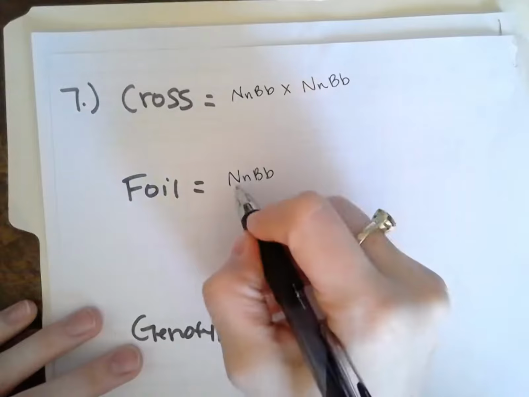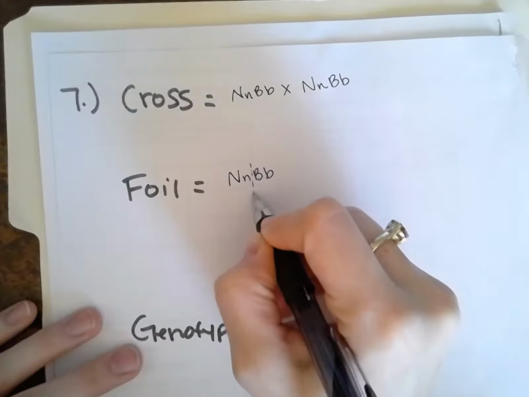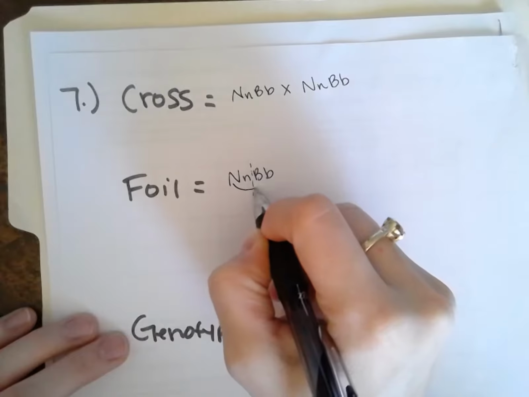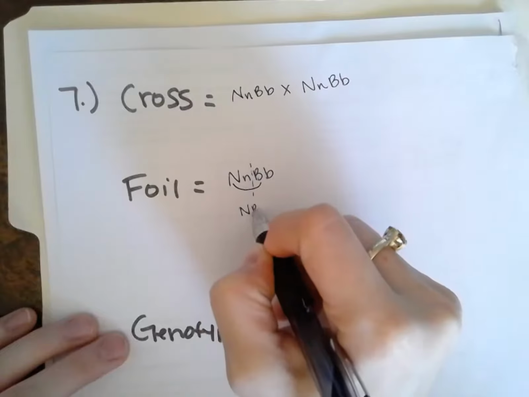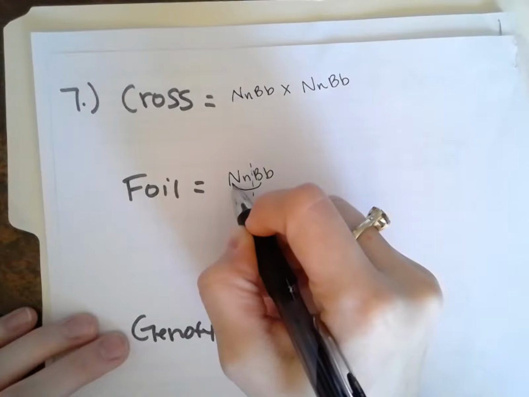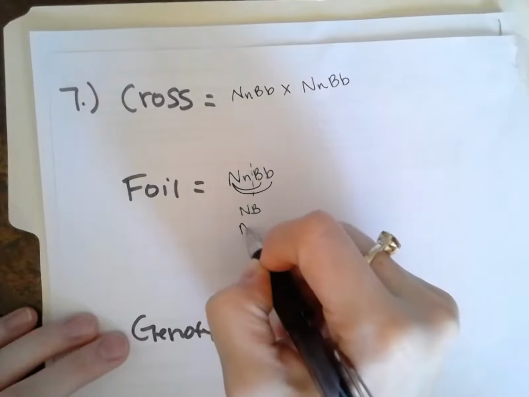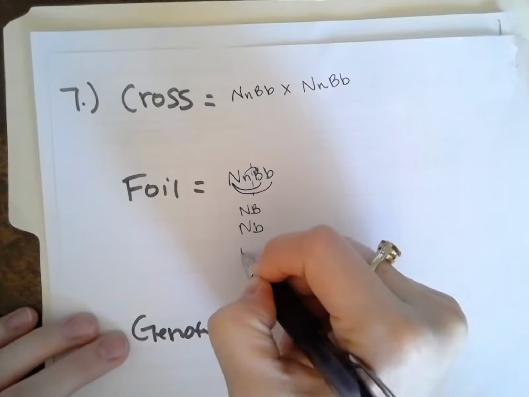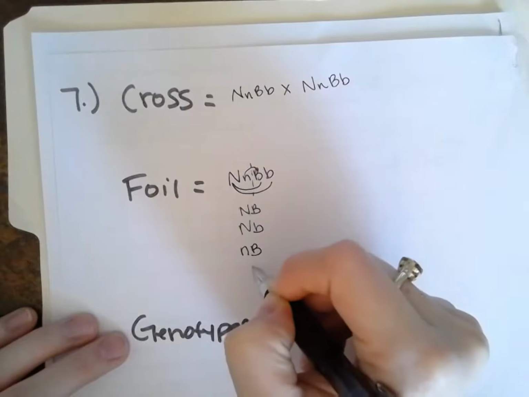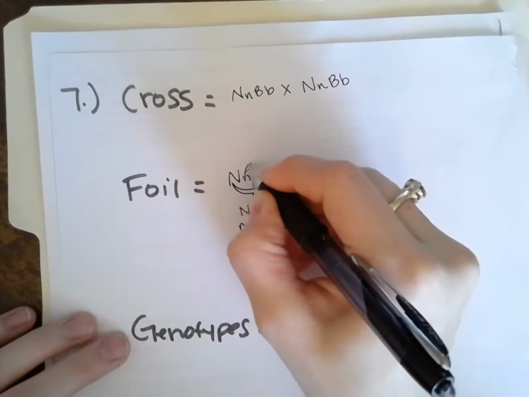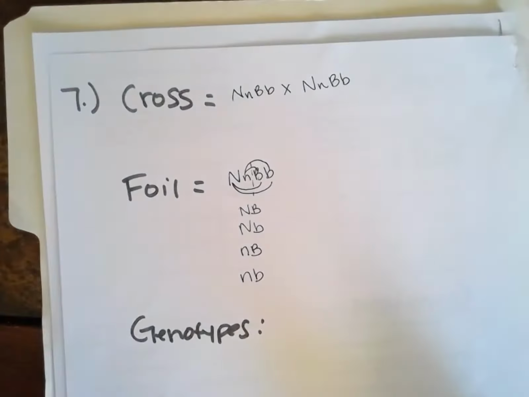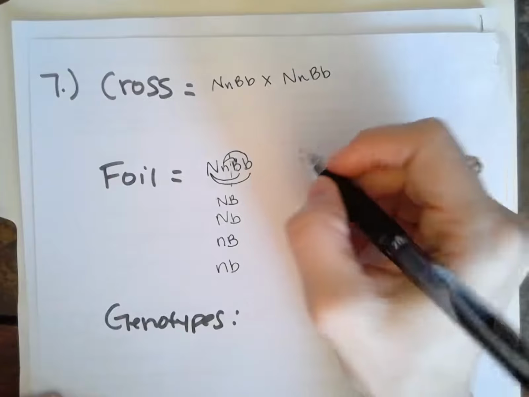Okay, so first, if you need to draw your line down the middle of the traits there, that's fine. First in each set is going to be a capital N and a capital B. Outer is our outermost letters, capital N, lowercase b. Inner is going to be the innermost letters, lowercase n, capital B, and then last, lowercase n, lowercase b. Okay, now we're going to do the same thing for this parent.